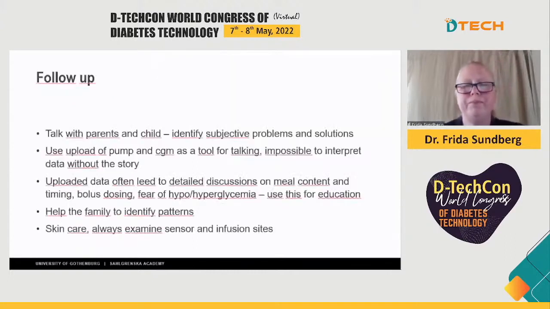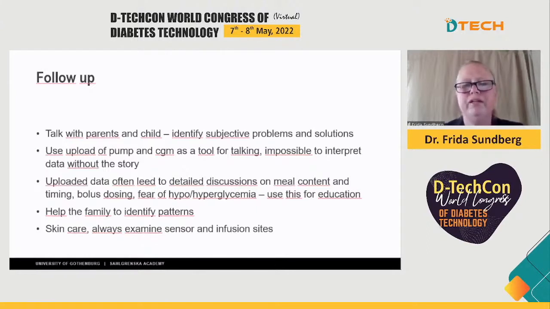When we follow up, and here come some practical clues for you: talk with parents and child, not to them, talk with them. Identify subjective problems and the solutions they have tried. It's no good if I suggest something and they have already tried it and it didn't work. Use upload of pump and CGM as a tool for talking. It's impossible to interpret these data without the story.